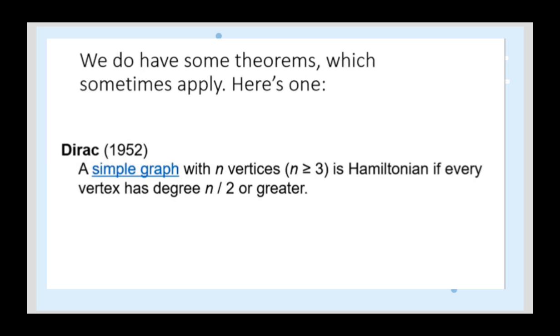So, basically, if a graph has more than 3 vertices and every vertex has a degree of at least half of the number of vertices, it will be Hamiltonian. That is basically the sufficient condition for a graph to be Hamiltonian according to Dirac's theorem.